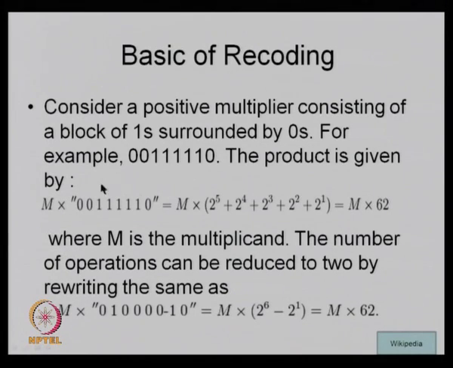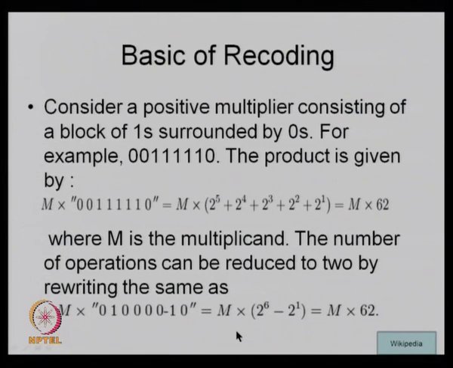Consider a positive multiplier consisting of a block of 1's surrounded by zeros. So, it is 0 0 1 1 1 1 1 0. The product is given by m, where m is the multiplicand you have, and this is your multiplier, which can be written as m into 2 to the power 5, 2 to the power 4, 2 to the power 3, 2 to the power 2, 2 to the power 1. So, this is 62 m, where m of course was the multiplicand. The number of operations can be reduced to 2 by simply rewriting it: 2 to the power 6 is 64, minus 2 to the power 1 is 2, which is 64 minus 2, which is 62.